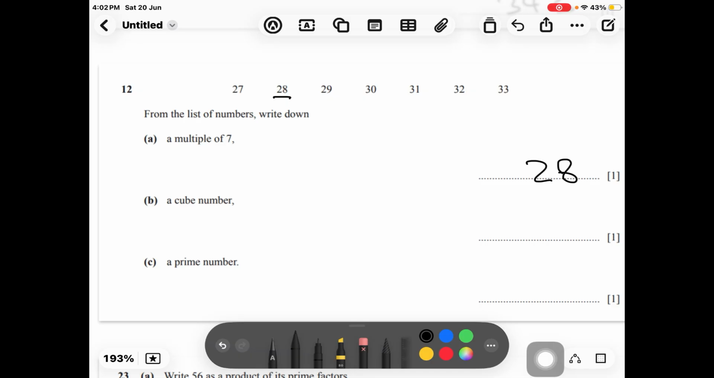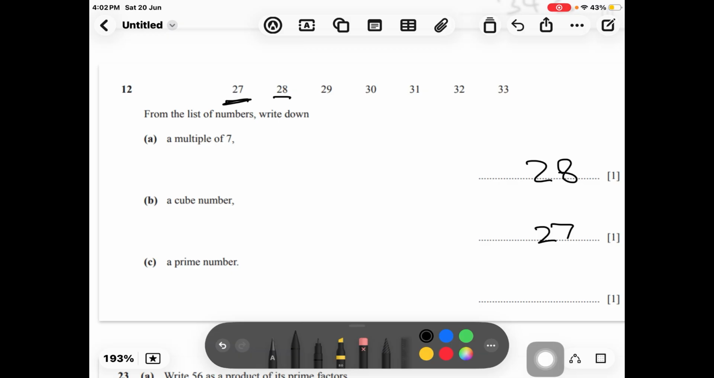A cube number, 27. 27 is 3 times 3 times 3. That's a cube number. It's 3 multiplied by itself 3 times. So 27 is a cube number.